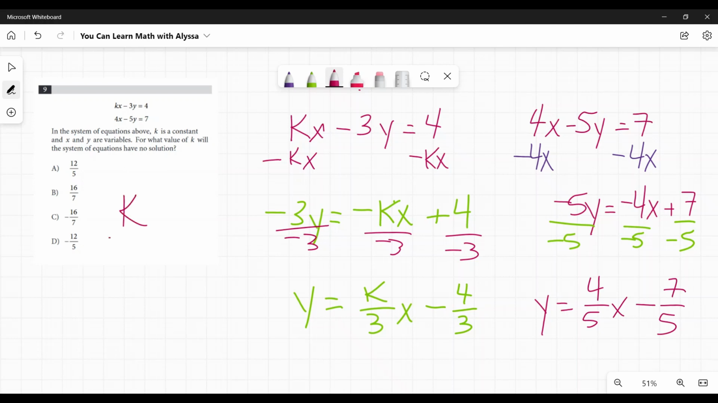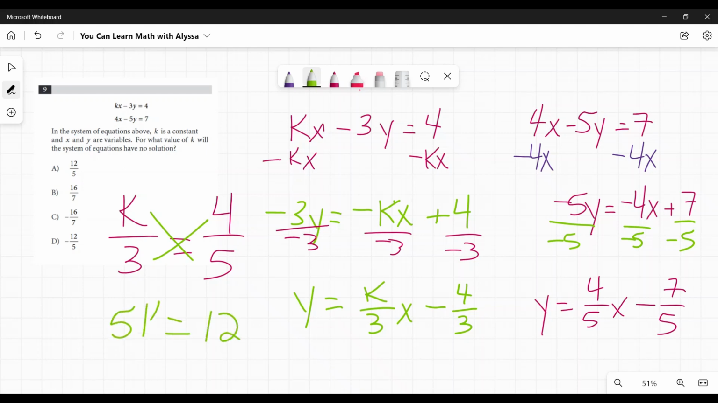So k over 3 is equal to 4 over 5. Just like an earlier problem in this section, cross multiplying is the way to go. I'm going to cross multiply. 3 times 4 is 12. 5 times k is 5k. And then I'm going to divide both sides by 5 to get k by itself, and k is equal to 12/5, which is A. There's my answer.